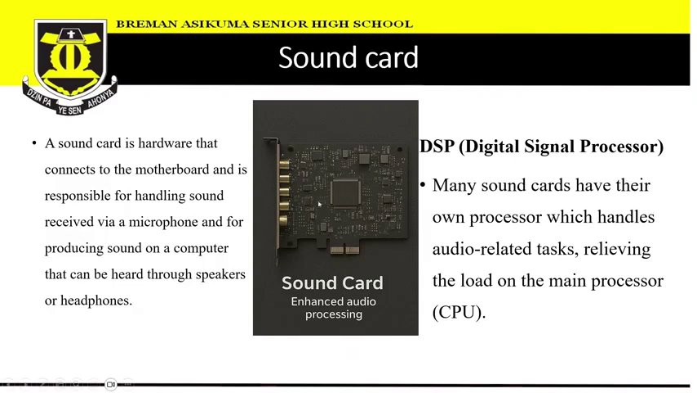Now, these cards mostly have what we call processors, and their processors are sometimes called digital signal processors. Many sound cards have their own processors which handle audio-related tasks, relieving the load on the CPU, the main processor. So this card processes sound on its own, so it doesn't rely on the main CPU on the motherboard to process sound, but it has its own processor, called DSP, digital signal processor, which converts sound for us to hear.